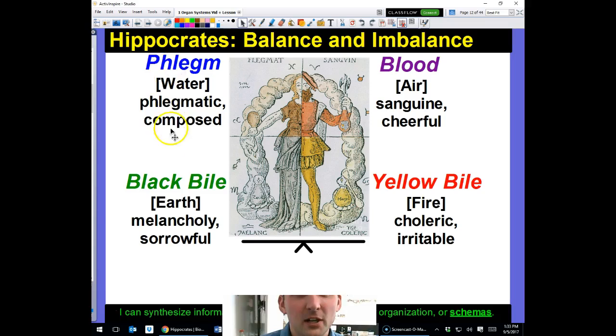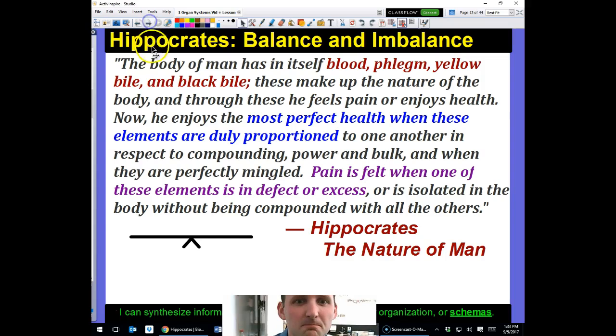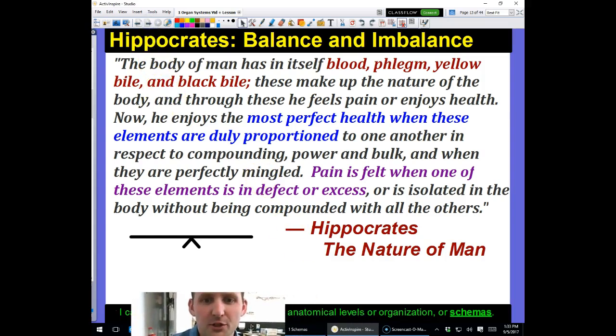So here are the four primary elements. If you have an imbalance of black bile, then you'll be depressed. So how do I treat you as your physician? I need to get your black bile back into balance. So he had some funny views, but so were his times. And you can pause it and read this quote. But he's basically saying that you are unhealthy, you will be in pain whenever there's an imbalance in this balance beam between those four elements.